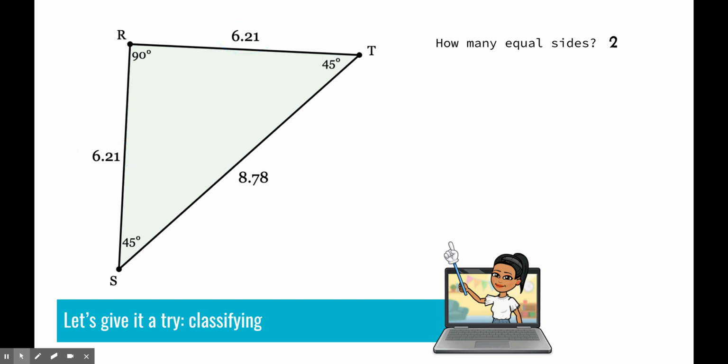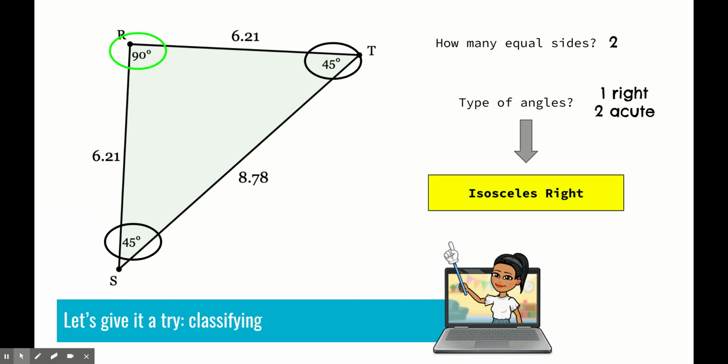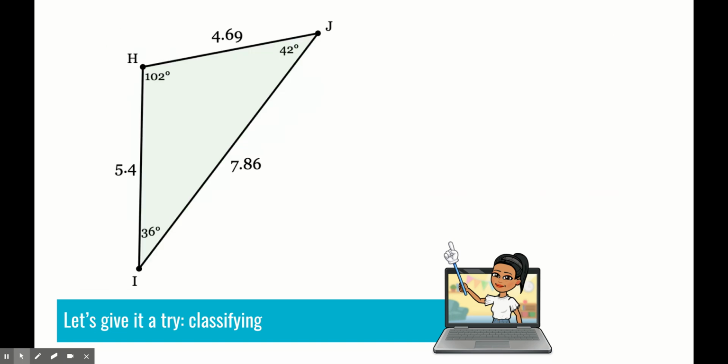And now, what do the angles look like? What type of angles do we see here? Well, I notice that there is one that is equal to 90 degrees and 2 of them that are less than 90 degrees. So there's 1 right and 2 acute, but because there is 1 right angle in it, this is an isosceles right. Remember, isosceles means to have 2 equal sides, and right means to have 1 right angle. So put together, this is an isosceles right triangle.